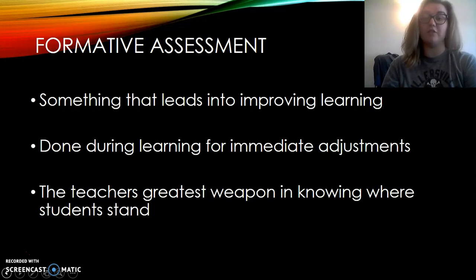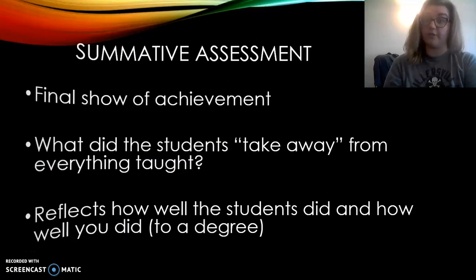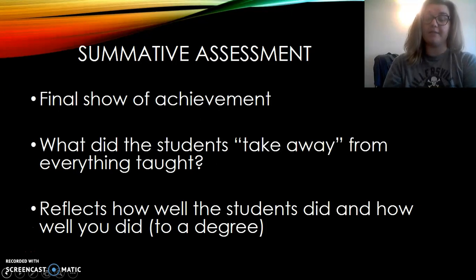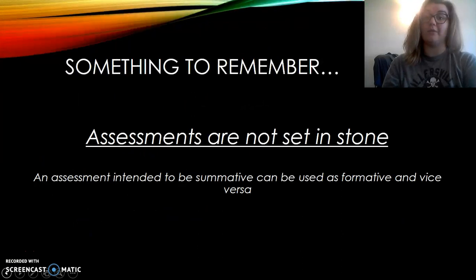This is something that is done during the learning process for immediate adjustments and improvement on the learning, and is the teacher's greatest weapon in understanding where the students stand in the learning and how you can help them be more successful in understanding learning. A summative assessment is their final showing of achievement and what they took away from the overall unit. It is what they gathered from all of the processes that you've done, and it reflects on how well the students did as well as how well you did.